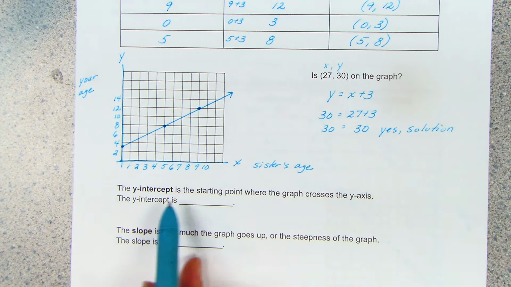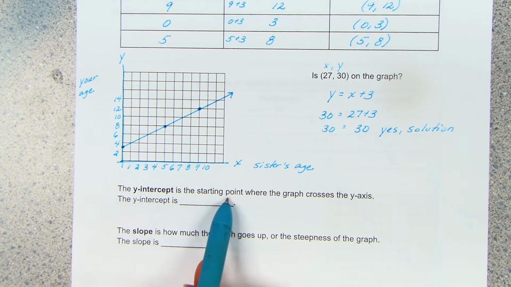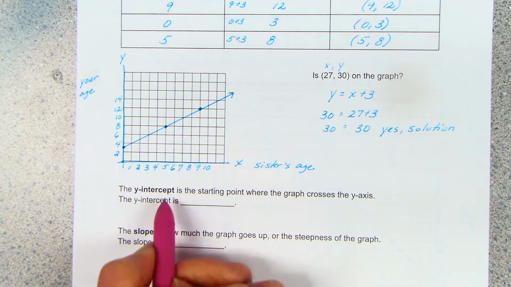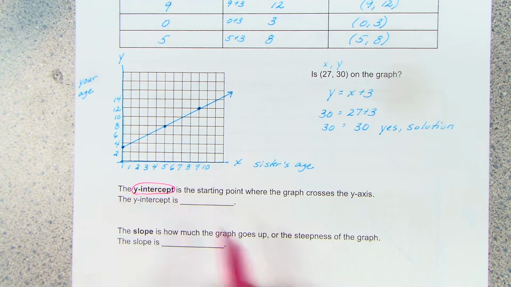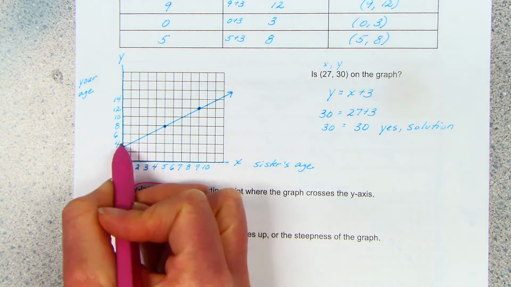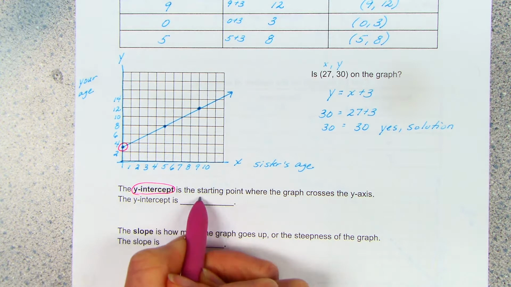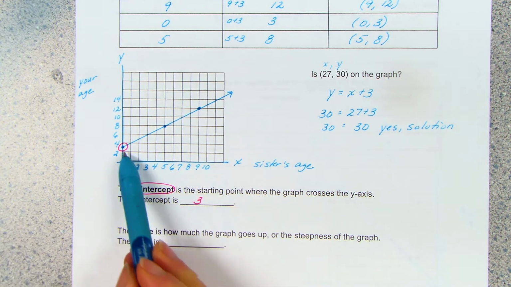and look at how they are tied to the graph. The y-intercept is the starting point. That's where the graph crosses the y-axis. When you are graphing equations in algebra, this is a super important part of the graph. And this problem is right there. The y-intercept is 3, right? The point where it crosses.